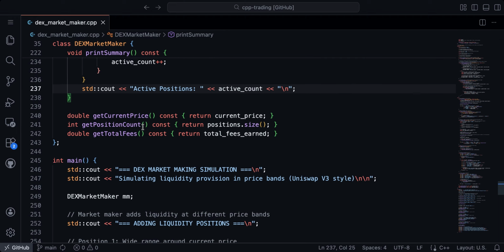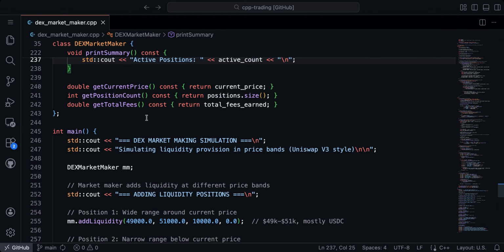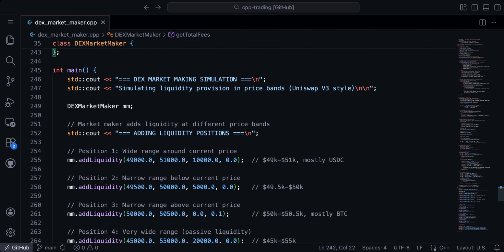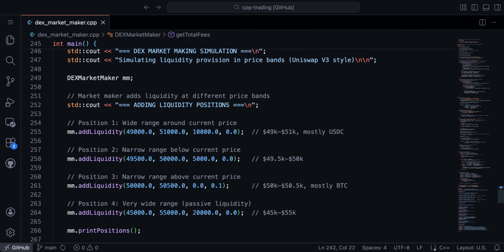The class also has 3 simple getter methods: get current price, get position count, and get total fees, all marked as const, which return the respective member variable values. In the main function, we create a DEX market maker instance. We print a header message explaining that we're simulating liquidity provision in price bands.